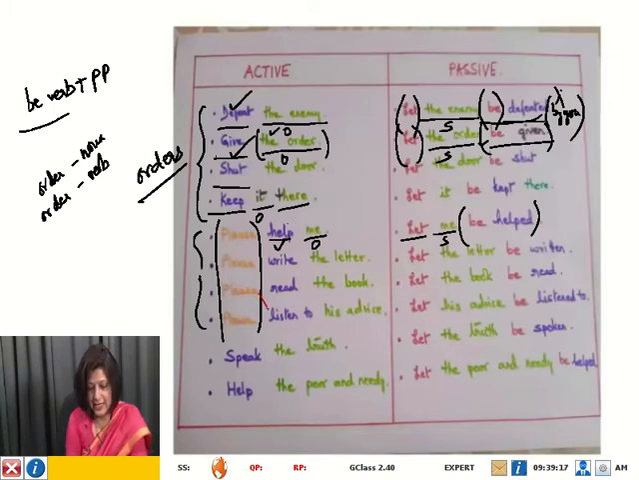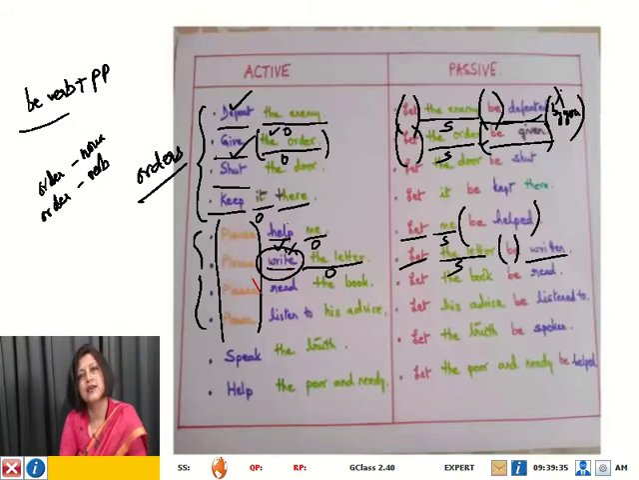Then please write the letter. Let the letter be written. Write is the verb. First, you have to recognize the verb and to recognize the object, and then you have to begin the sentence with let, and then the letter, that is the object, becomes the subject, and then you have to write the be verb and the past participle of the verb in active voice. Okay, similarly for the next one, please read the book, let the book be read. Please listen to his advice, let his advice be listened to.